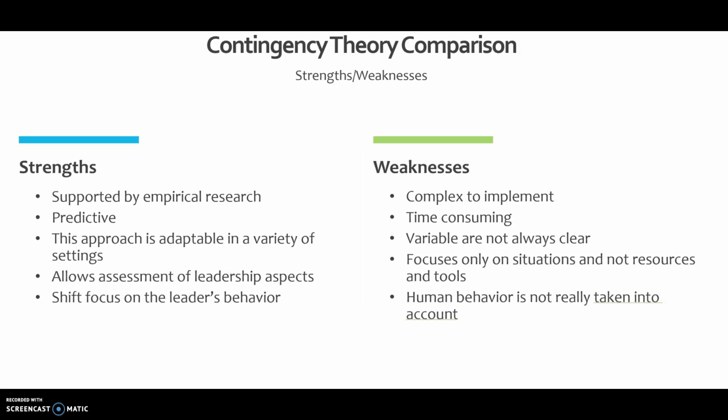Some strengths and weaknesses of contingency theory. Strengths are that the theory is supported by research. It is predictive. This approach is adaptable in a variety of settings, allows assessment of leadership aspects, and shifts focus to leaders' behavior. Some of the weaknesses are that it's complex to implement, it's time-consuming, variables are not always clear, and it focuses only on situations and not resources and tools. Human behavior is not really taken into account.